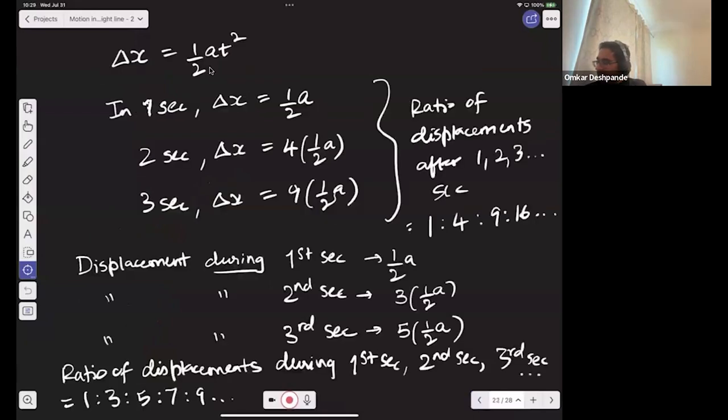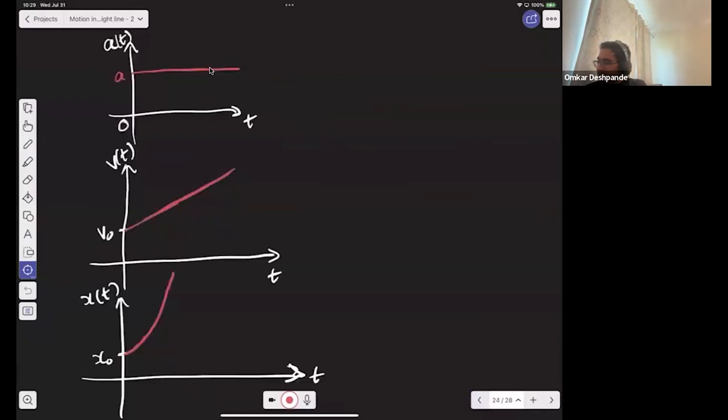So let's see. So therefore, for uniformly accelerated motion, we have two equations already.